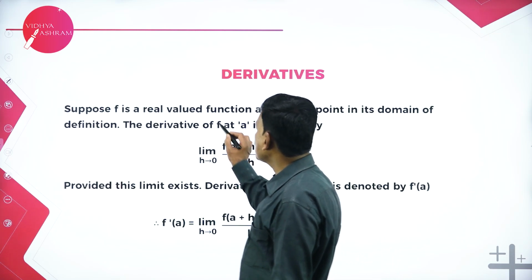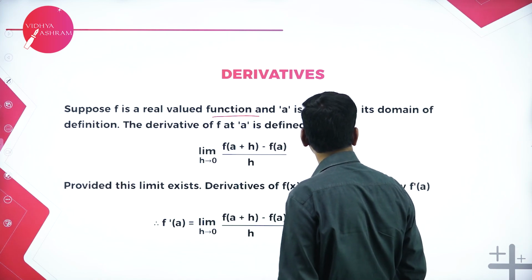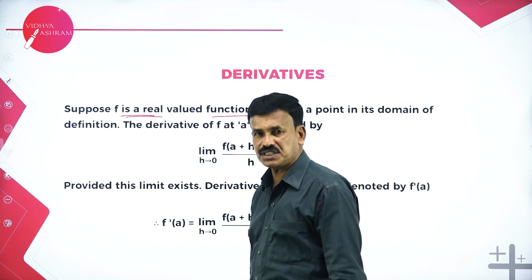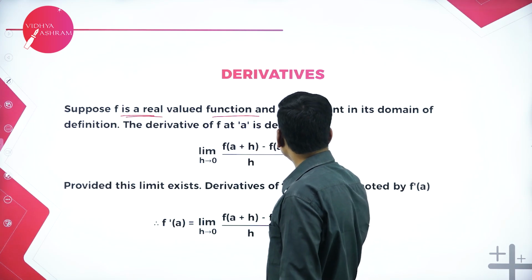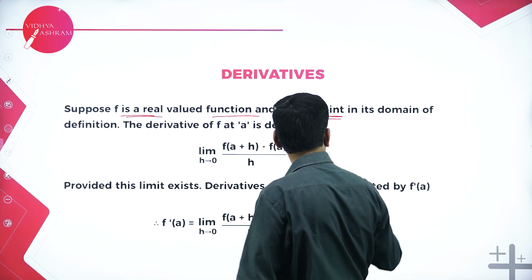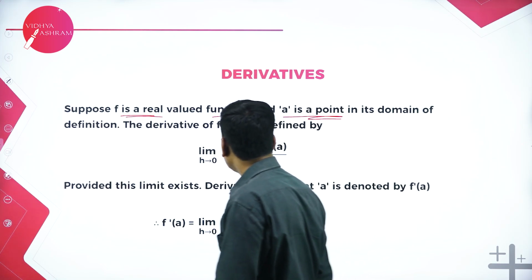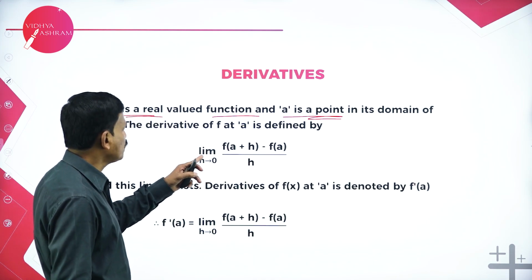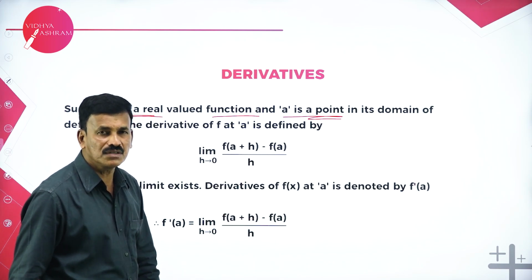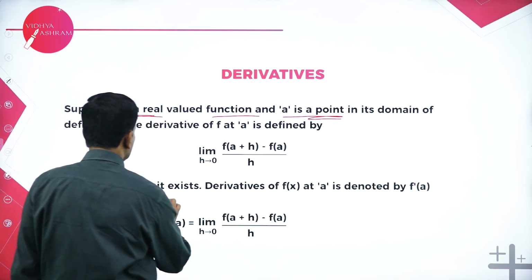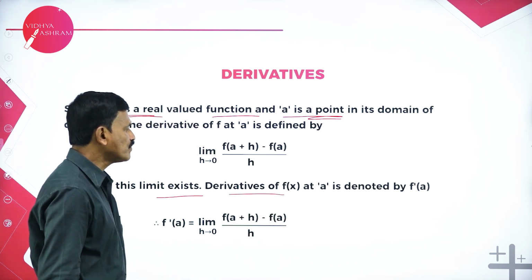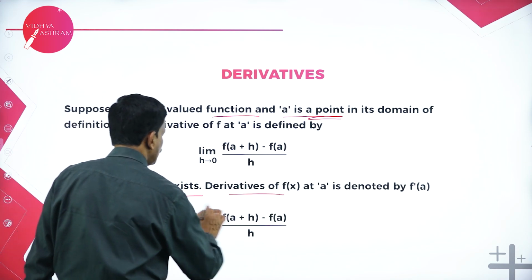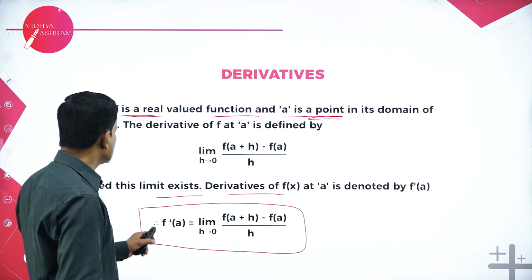Now suppose f is a real valued function and a is a point in its domain of definition. Then the derivative of f at a is defined by limit h tends to 0 of f of a plus h minus f of a divided by h, provided this limit exists. The derivative of f of x at a is denoted as f dash a.